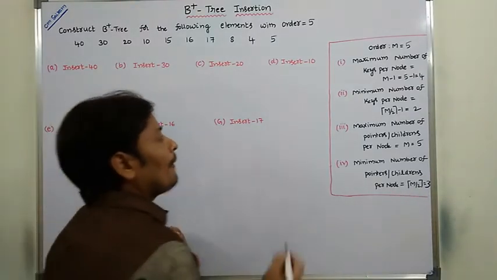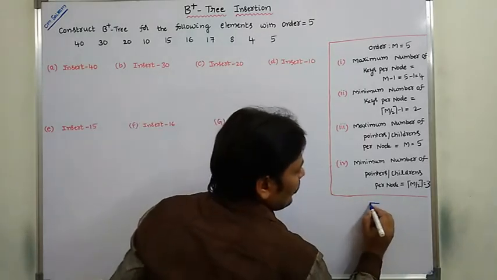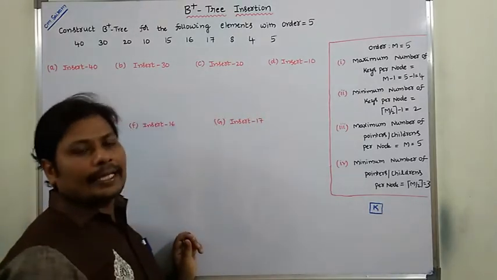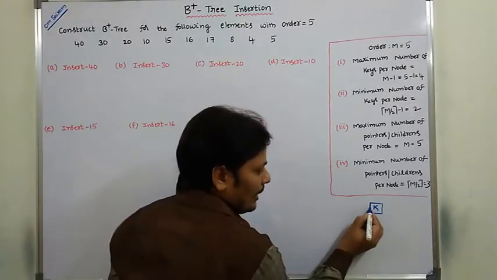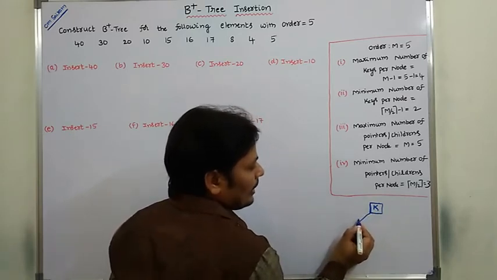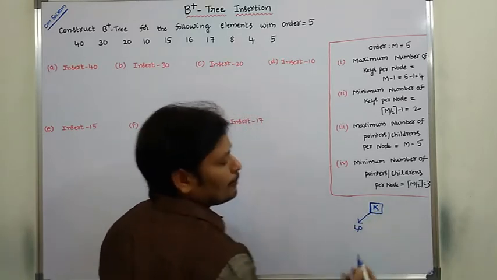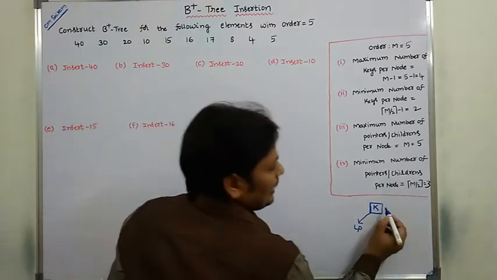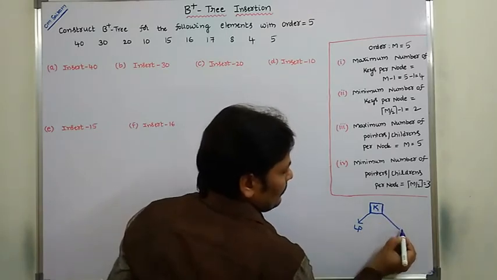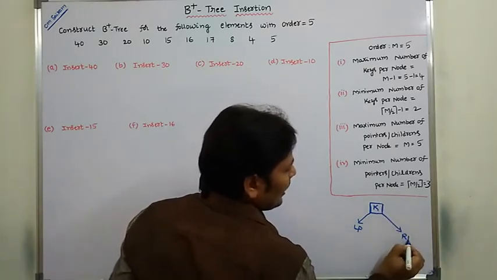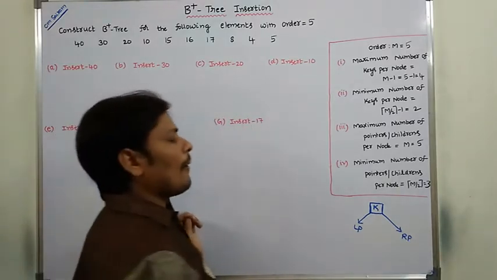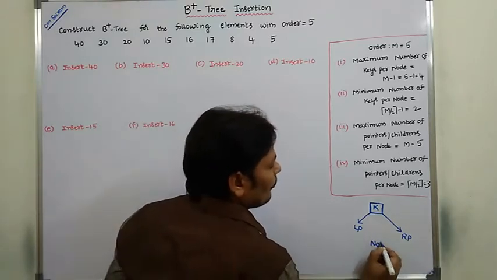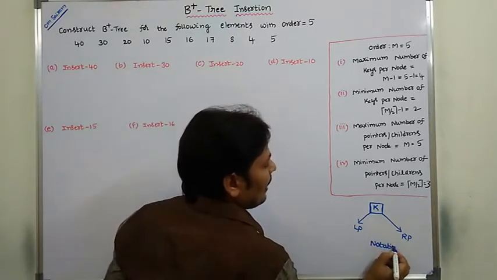Okay, now while constructing a B plus tree, this rule is followed. Suppose this is a node, and this node contains key element k. This line represents the left pointer. The left pointer points to a left subtree that contains all the key elements less than k, and this line represents the right pointer. The right pointer points to a right subtree that contains all the key elements greater than k. So this is the notation we have to follow while constructing a B plus tree.